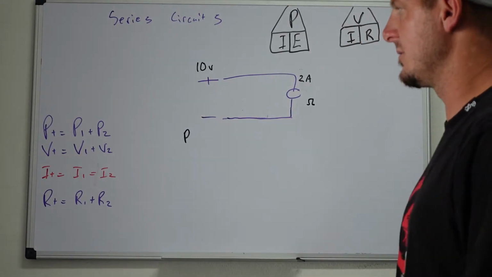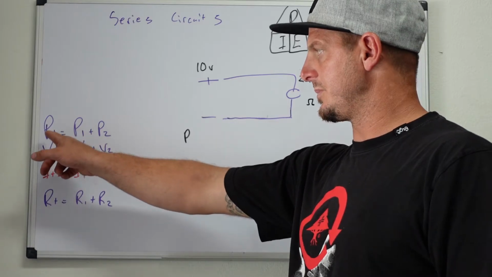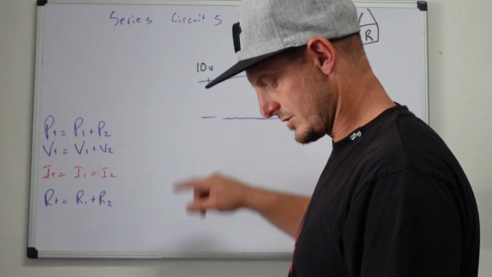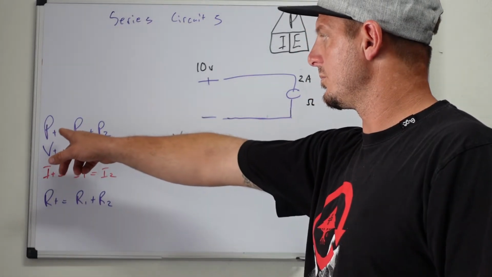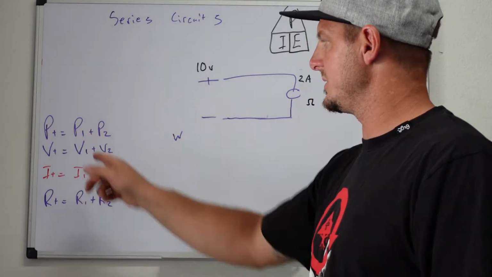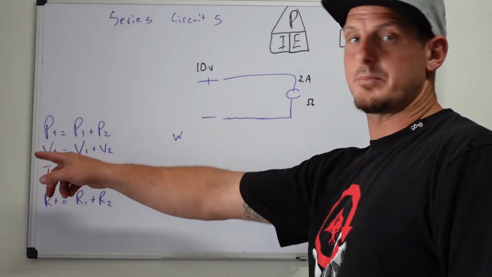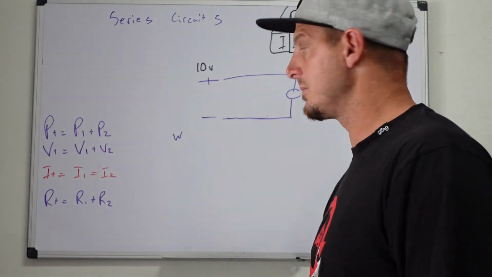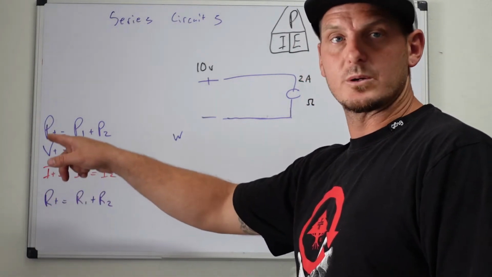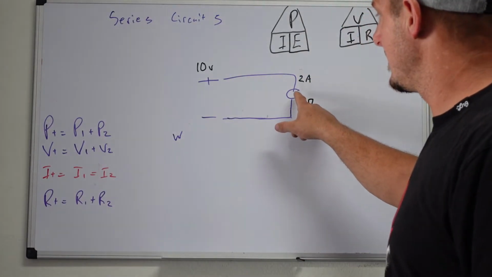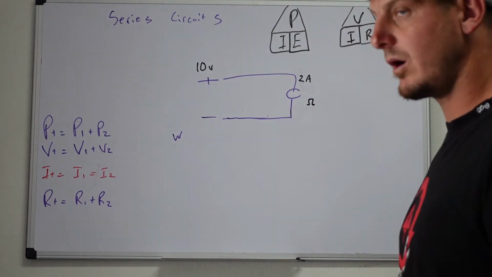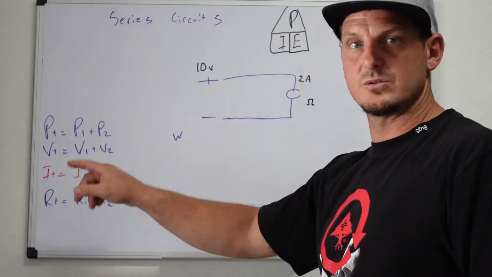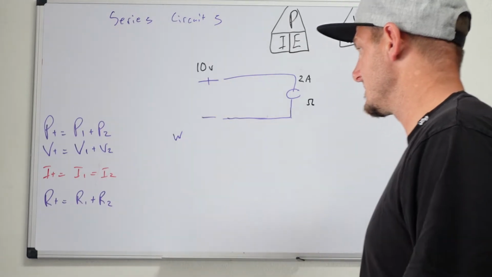So for a series circuit, PT, which is power total, is going to be P1 plus P2 equals PT. Voltage, the voltage drop across one and the voltage drop across the next one is going to equal the total voltage drop. Now, no matter what, your current is going to stay the same if you have more than one load. Always. Your resistance is going to be the total resistance equals first resistance plus the second resistance.